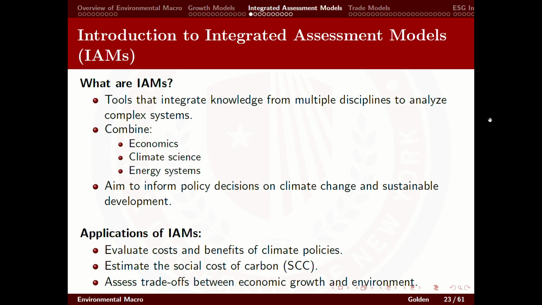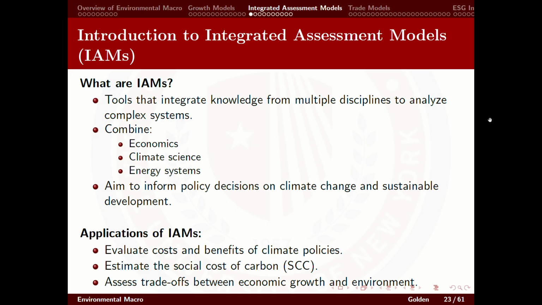Today I'm going to give an introduction to integrated assessment models as a continuation of our look into environmental macroeconomics. So integrated assessment models are tools that integrate knowledge from multiple disciplines to analyze complex systems. Economics on its own can't handle climate change because climate change has a lot of interplay with broader systems, and you need to think about how the science plays into it to inform models of climate change and help us think about policy decisions on climate change.